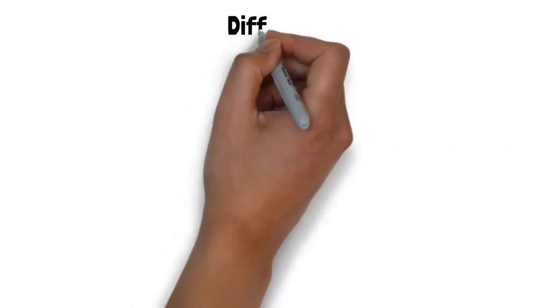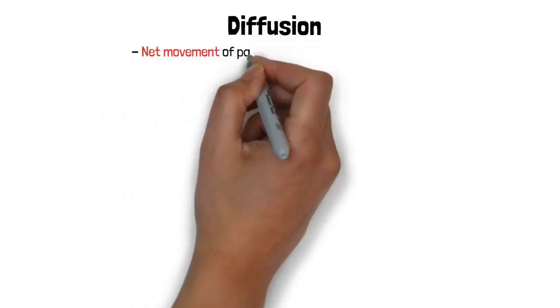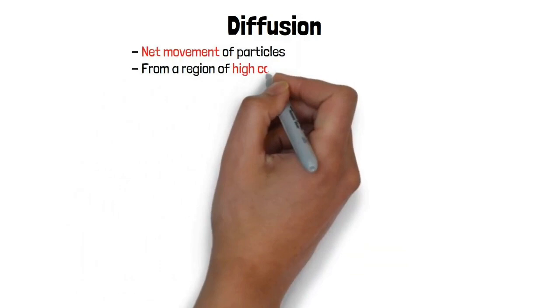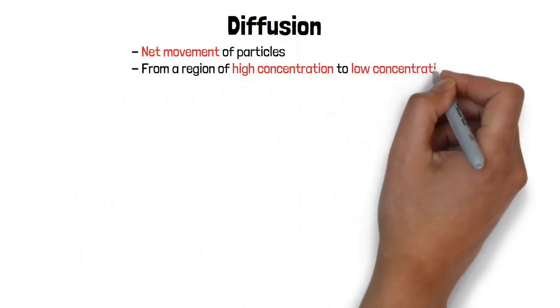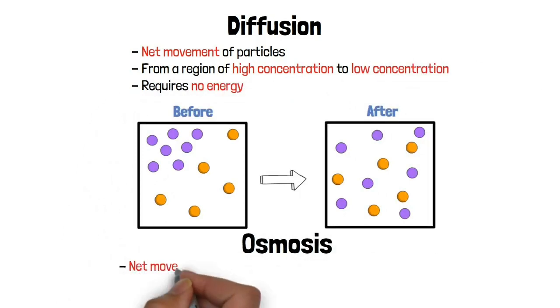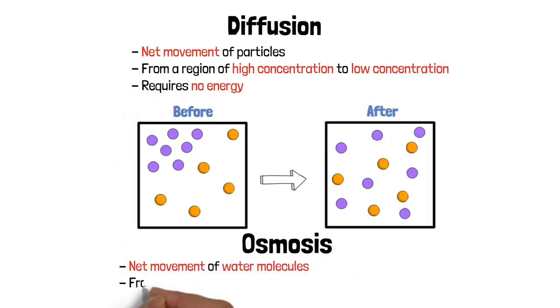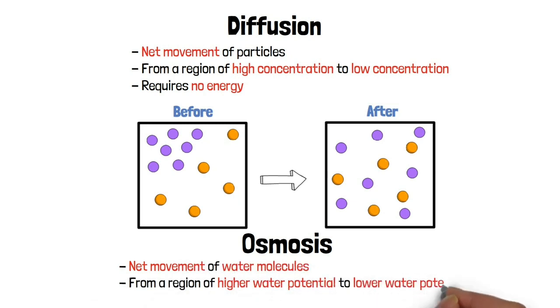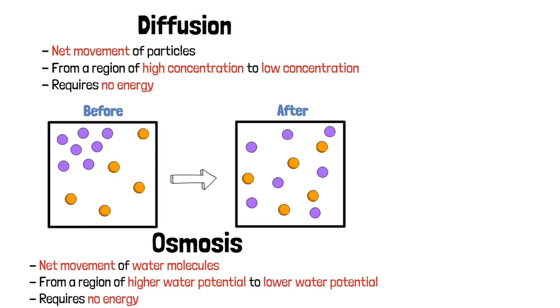Diffusion is the net movement of particles from a region of high concentration to a region of low concentration. In the previous video, we also mentioned osmosis. This is the net movement of water molecules from a region of higher water potential to a region of lower water potential. Both of these require no energy.